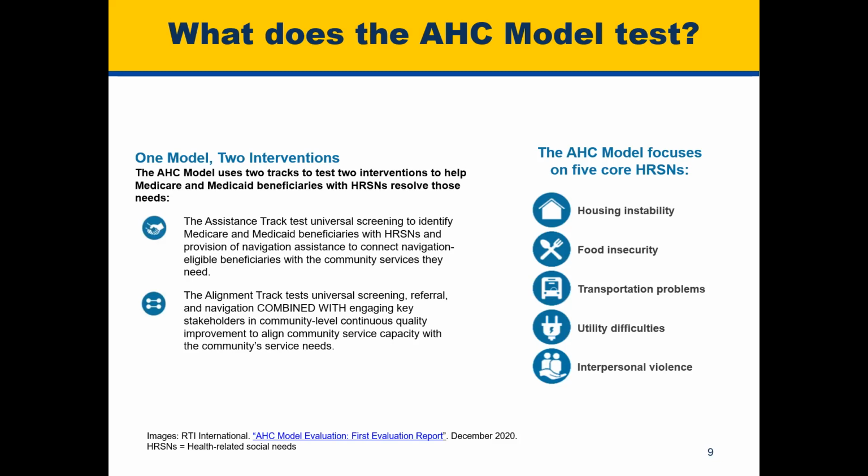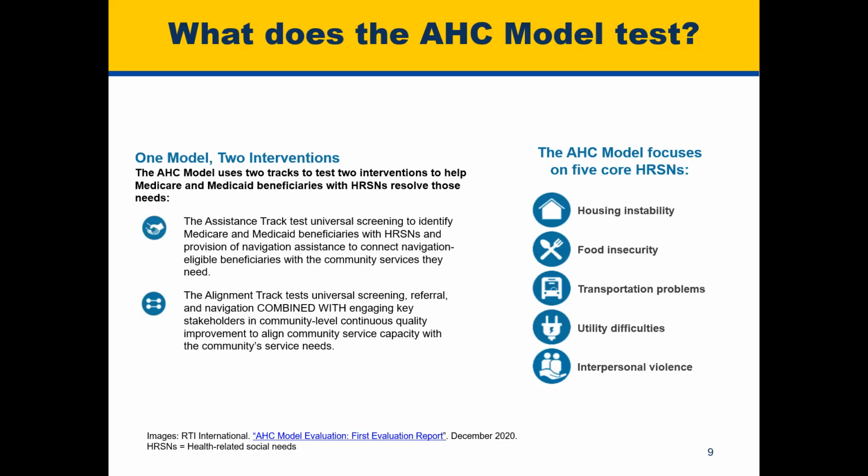AHC is a service delivery model, testing 2 approaches across 2 tracks. Participating clinical delivery sites use a CMS-developed screener for the 5 core domains of health-related social needs listed on the slide to universally screen every community-dwelling Medicare, Medicaid, and dually eligible beneficiary who receives services at that clinical site. High-risk beneficiaries receive extra support from navigators to connect with community services and work towards resolving health-related social needs. This is the AHC intervention. Patients that are not deemed high risk receive standard care, while high-risk patients are assigned navigators. And so that describes the assistance track.